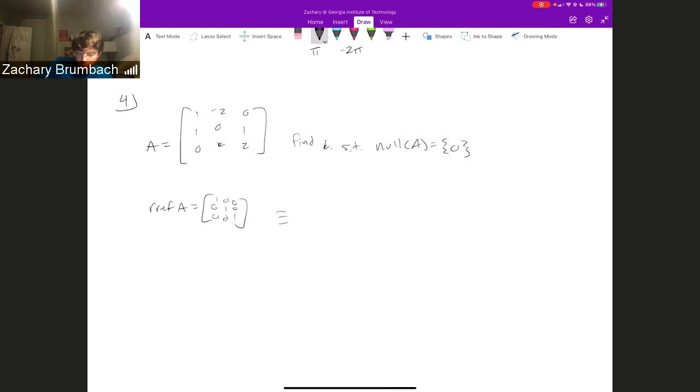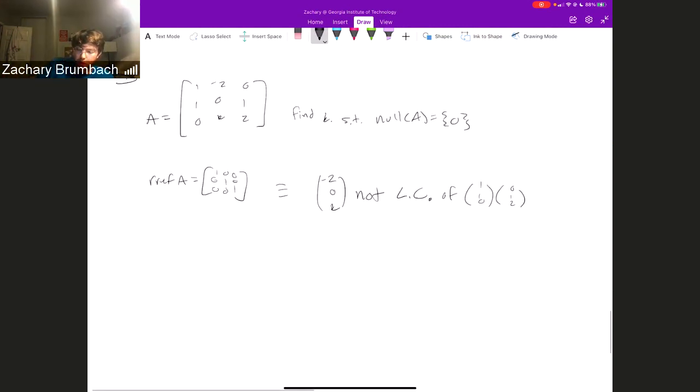Which is the same thing as saying 1, 1, 0. Well, we're trying to say that negative 2, 0, k is not a linear combination of 1, 1, 0 and 0, 1, 2. The easiest way to check this, you could do it intuitively. You could see that this top entry is negative 2, which means we have to multiply that. We could do it that way, but I like to do it in a matrix. So we have 1, 1, 0, 0, 1, 2, and we augment it to see if negative 2, 0, k is in the span of it. And if it isn't, it's linearly independent.